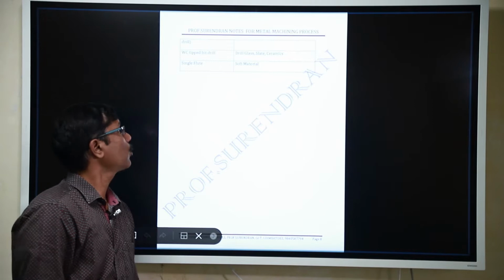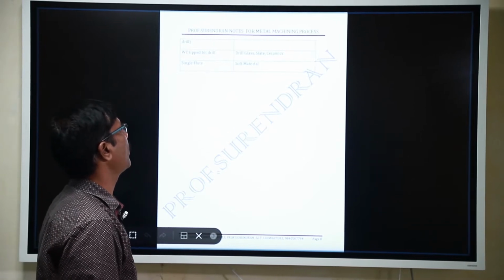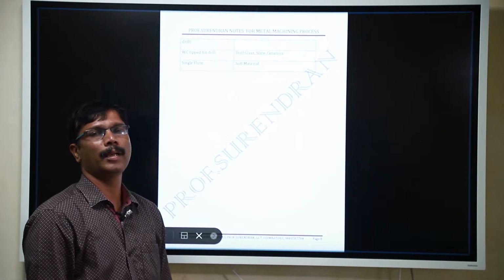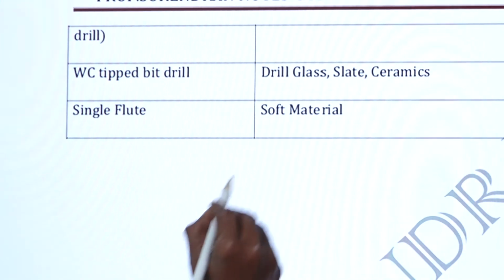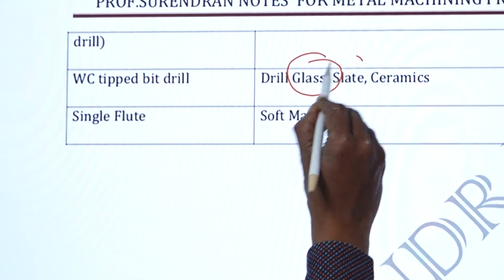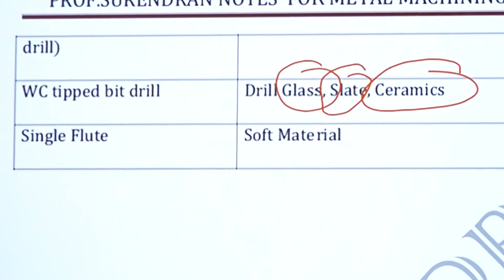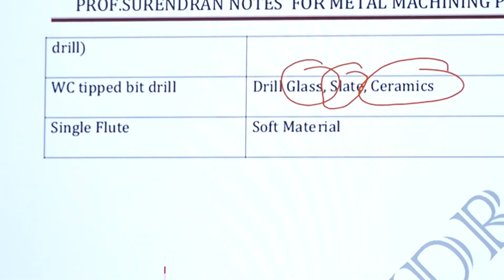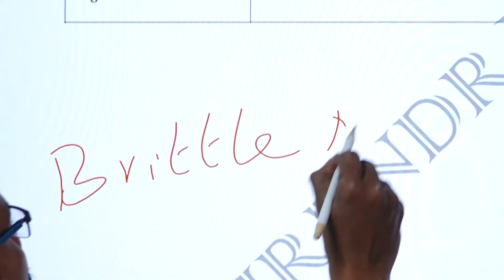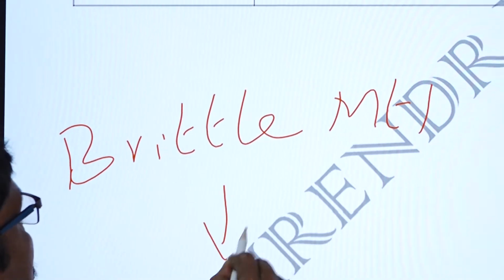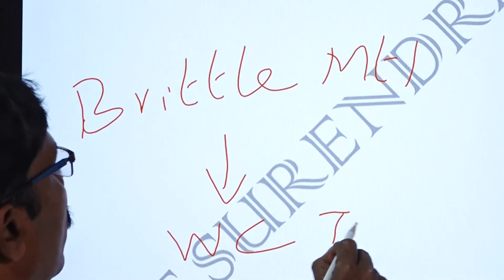Now we are going to discuss the tungsten carbide tipped drill bit. It is used for drilling brittle material. For example, glass, slate and ceramics are brittle materials. For drilling brittle material, we can use the tungsten carbide tipped drill bit.